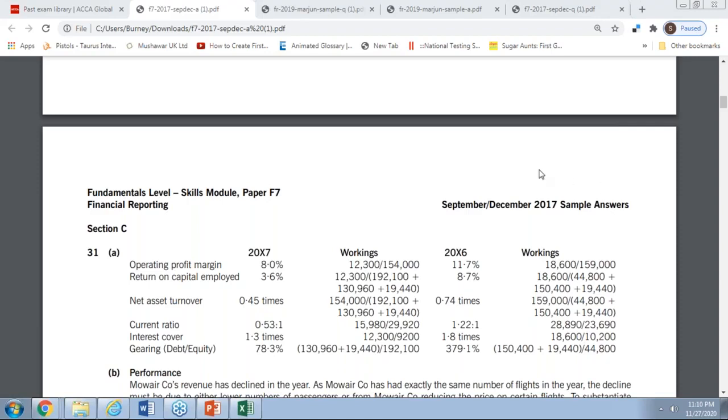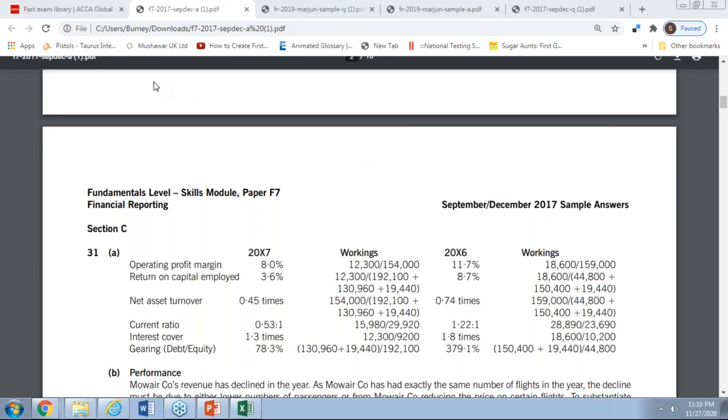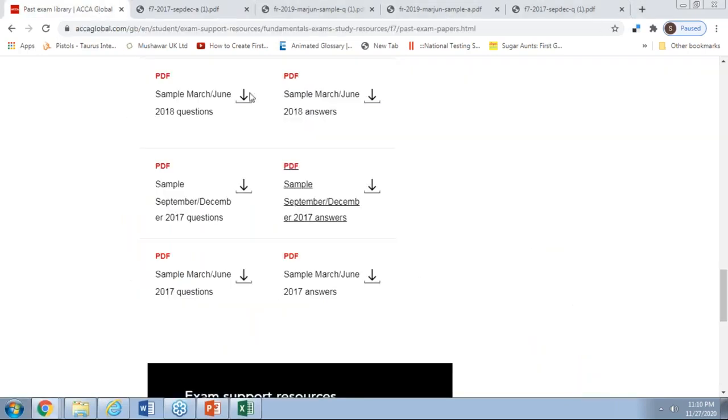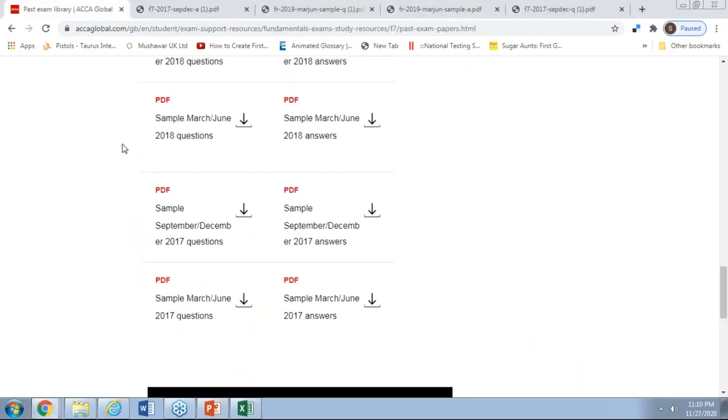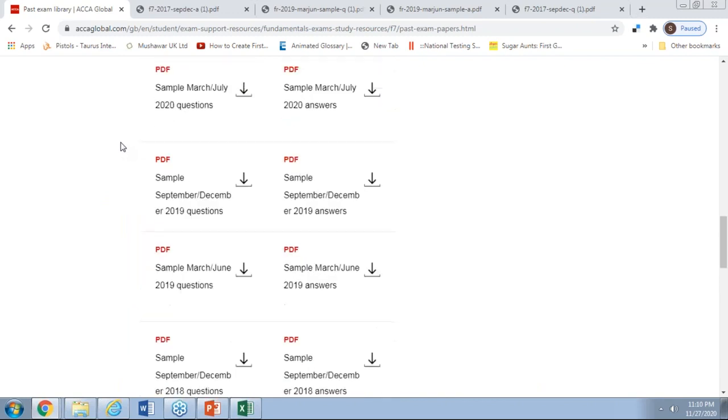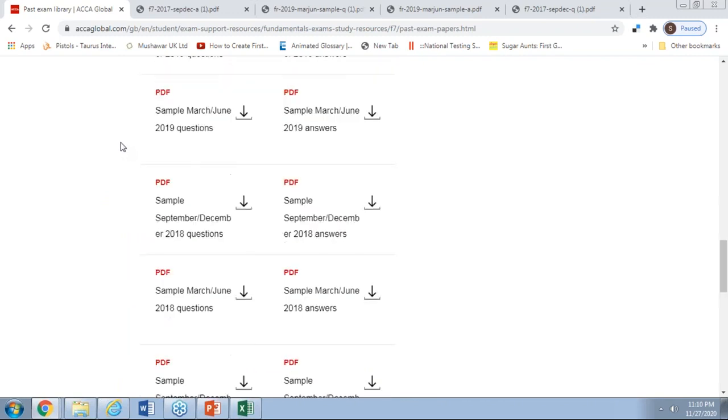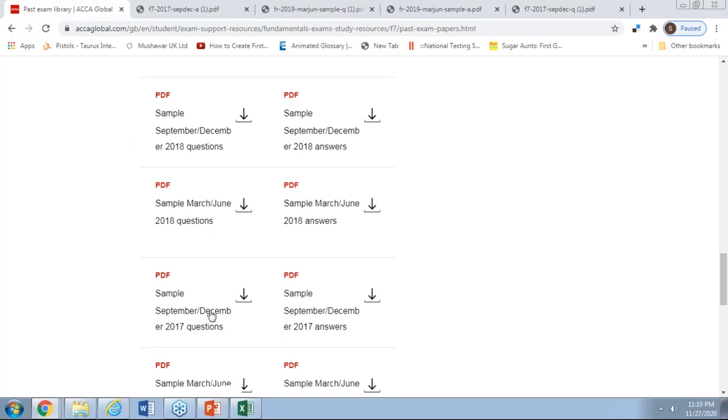After this session, these are the questions I am picking from the past papers. As you can see, these are the past papers of the ACCA FR paper. I am selecting the papers from here. Right now we are working on the September December past paper. Moyer is part of this past paper and we are working on this solution.